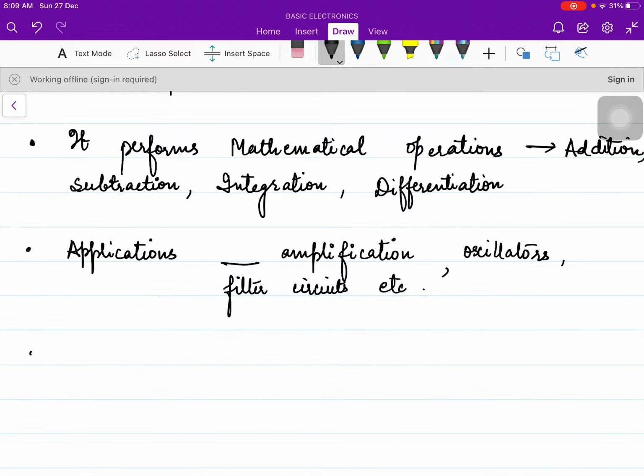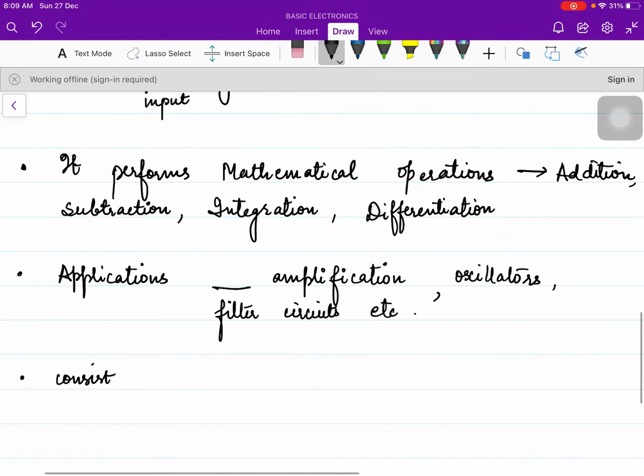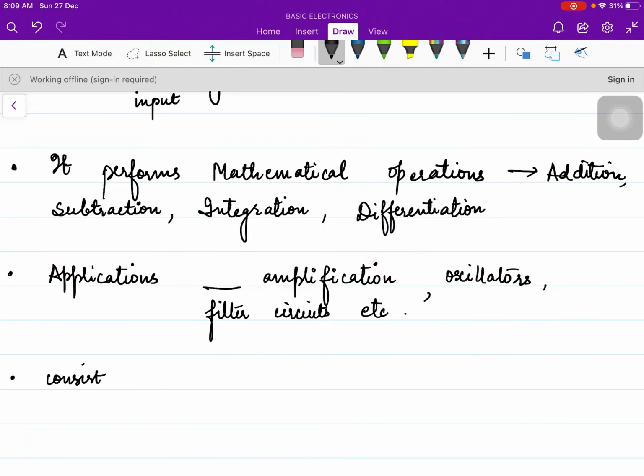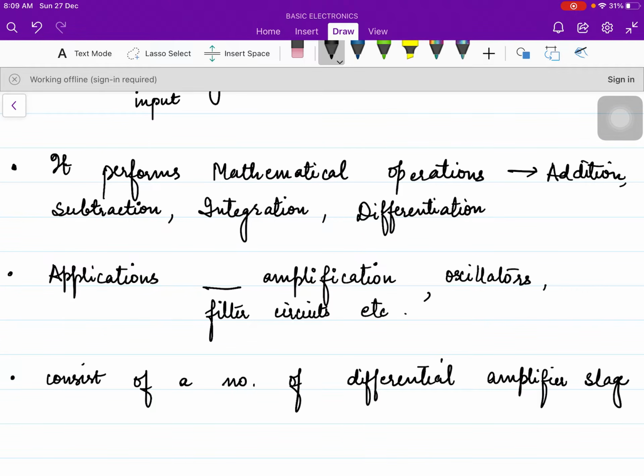Now another point about op amp is that it consists of a number of differential amplifier stages. We have only looked at the circuit symbol of op amp, but when we see the block diagram of op amp, we will see that it consists of various differential amplifier stages. So the internal diagram is something different. It consists of a number of differential amplifier stages. So that is what an op amp is.